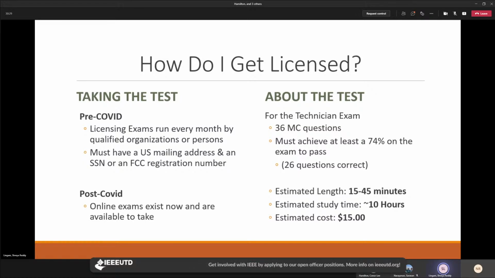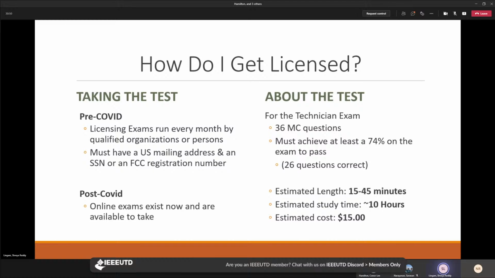This can be a residential address or a PO box, and an FRN or an FCC identification number. So if you do not have a social security number, then you will need to register for an FRN before the exam, which can be done through the FCC website. If you do have an SSN, your FRN will be issued after the exam.